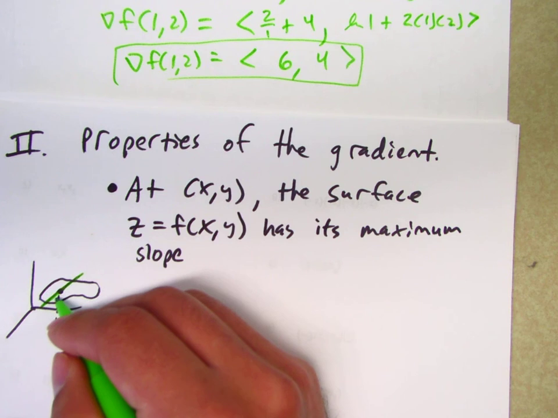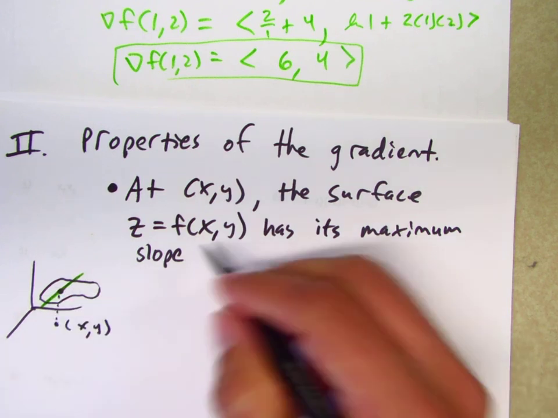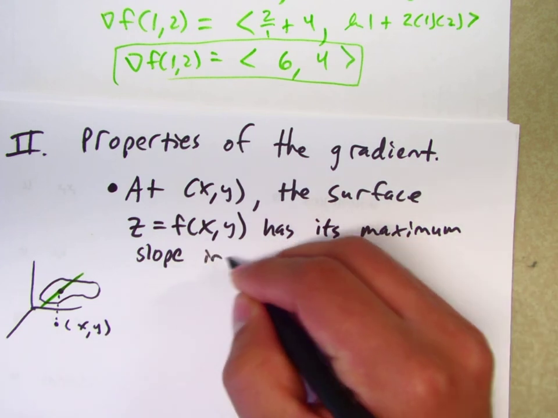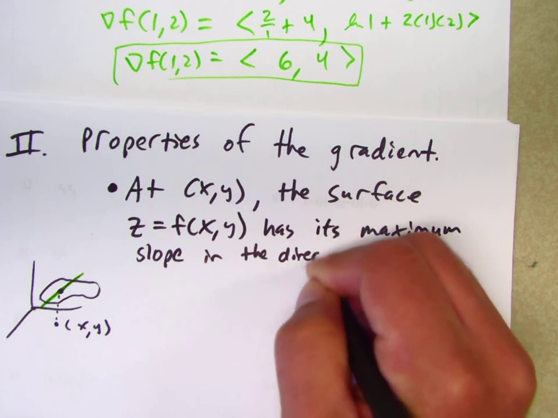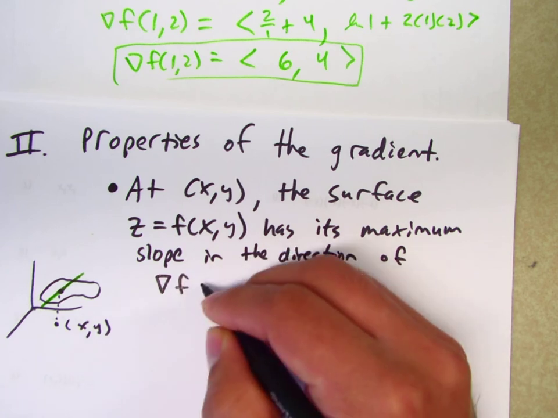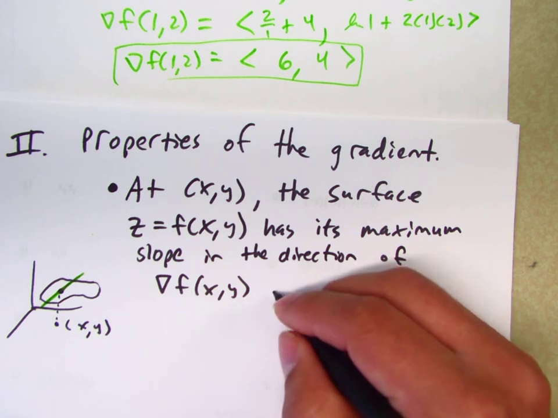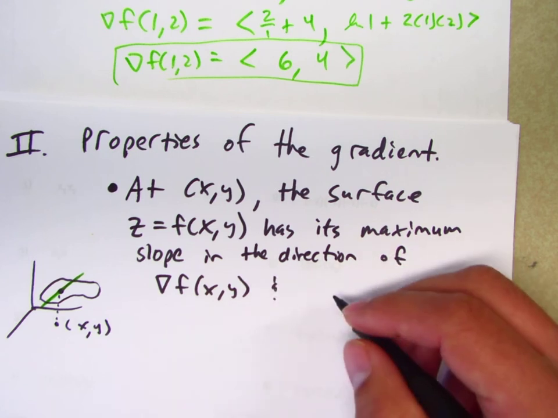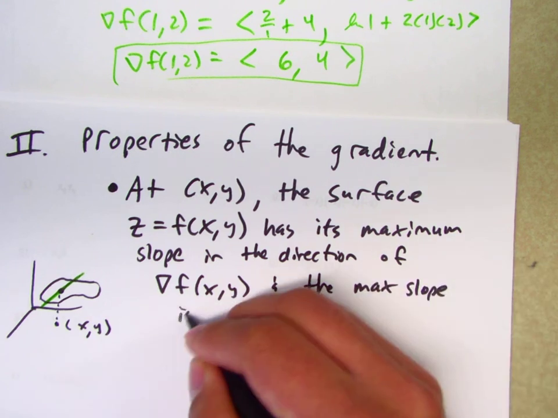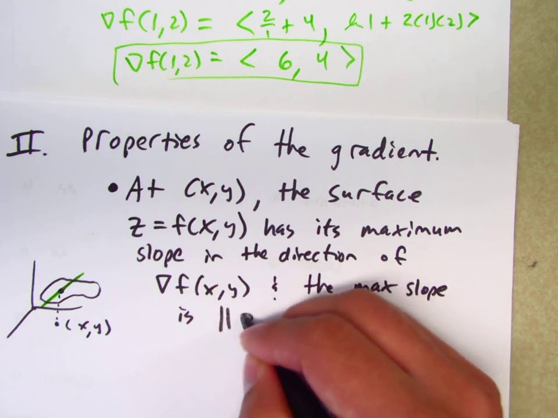Remember that we have an infinite amount of directions that we can go in, and so what we're going to say here is that the maximum slope is always going to be in the direction of the gradient of f of x, y. And the max slope is just going to be the magnitude of the gradient vector.